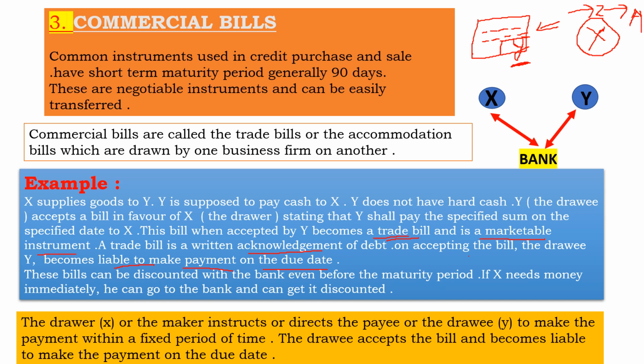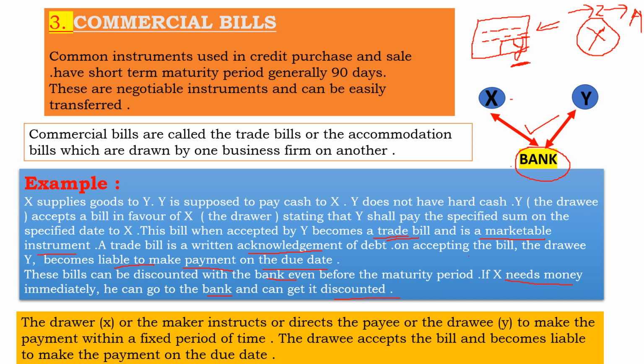Clear? Now these bills can be discounted with the bank even before the maturity period. If X needs money immediately, he can go to the bank and get it discounted. So what will happen is X will give this bill to the bank, right?